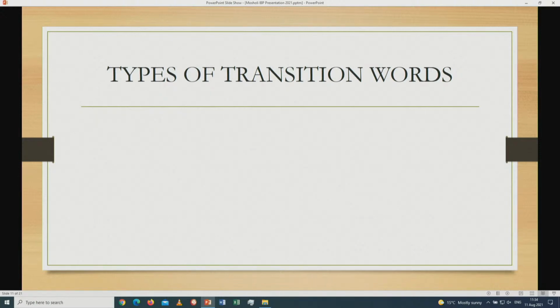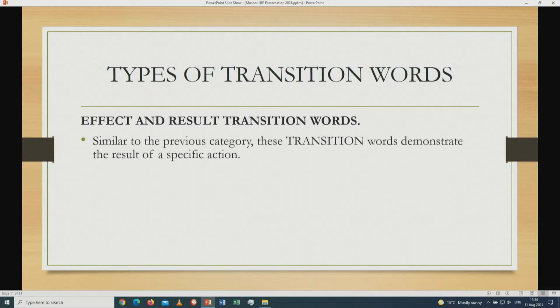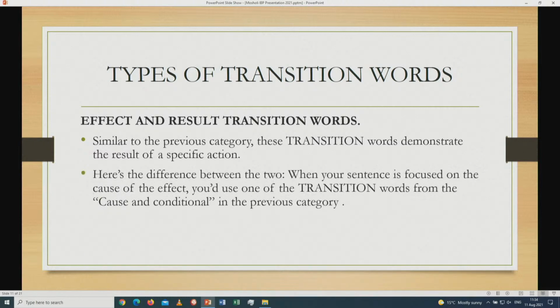Types of transition words. Effect and result transition words. Similar to the previous category, these transition words demonstrate the result of a specific action. Here's the difference between the two. When your sentence is focused on the cause of the effect, you'd use one of the transition words from the cause and conditional category.